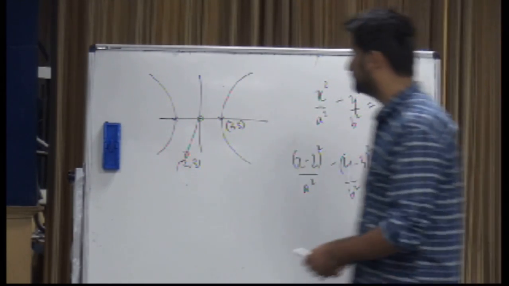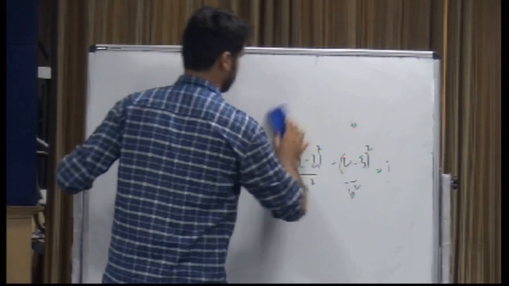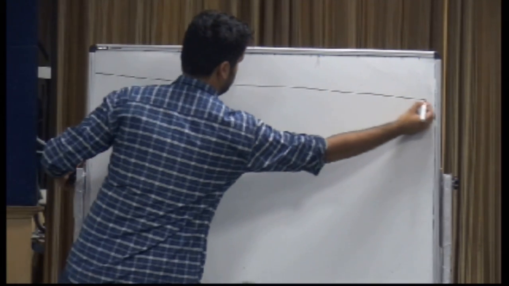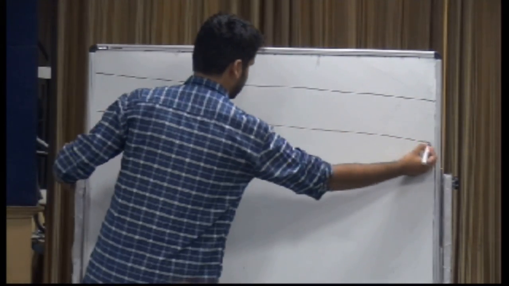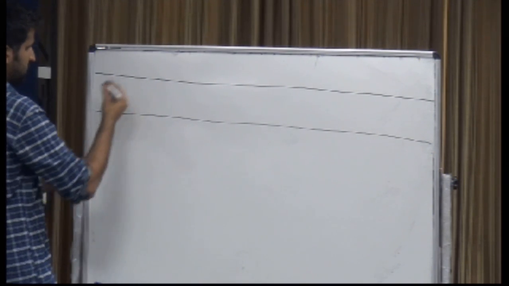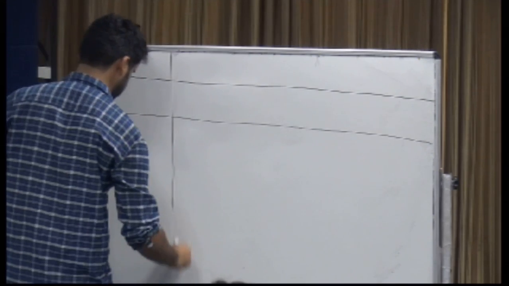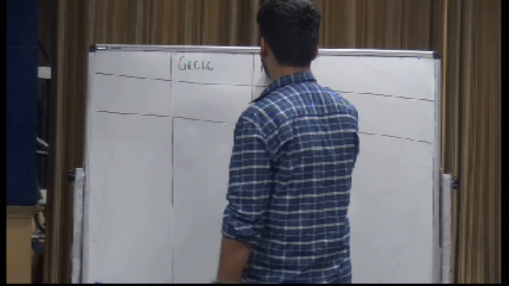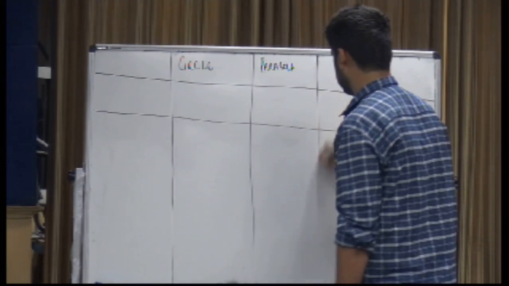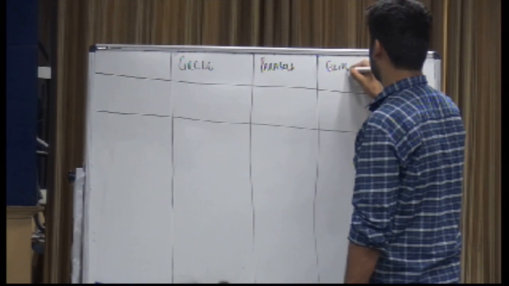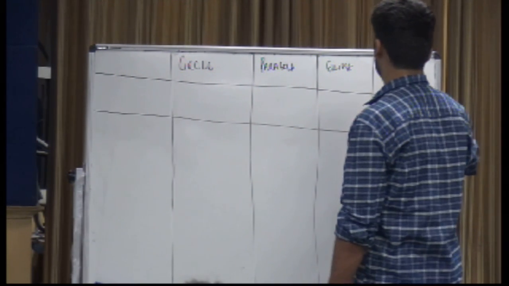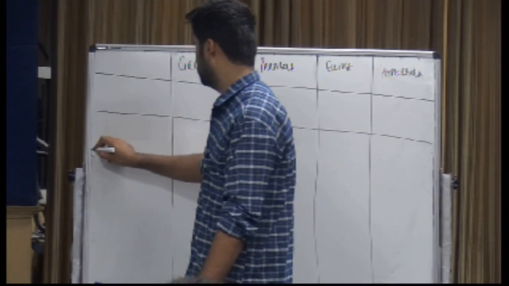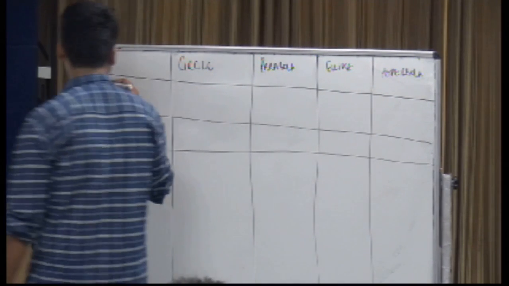So let's form the table now, right? So first we'll have, here we'll have circle, parabola, ellipse, hyperbola. Okay, so we all know the equations, so we don't need to write them. Next, the first thing which we need to write is the equation of the tangent.